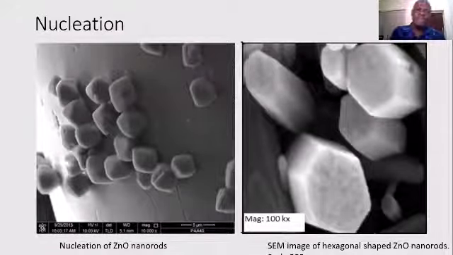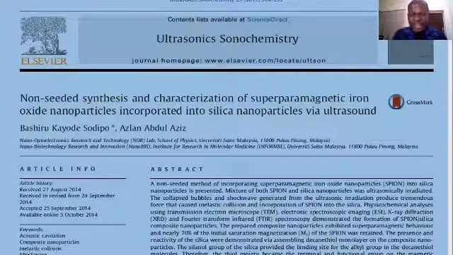The next paper I want to present is how we also use the unique condition generated by ultrasound to incorporate one nanomaterial into another nanomaterial. By so doing, we change the surface of the nanomaterial. Superparamagnetic iron oxide nanoparticles are well known for several applications, including biomedical application and environmental remediation. But basically, due to the high surface energy of iron oxide nanoparticles, they tend to agglomerate easily. And for biomedical application, the surface of iron oxide needs to be modified. Several works have shown how the surface of iron oxide nanoparticles is modified with silica and other bioorganic and biocompatible materials.